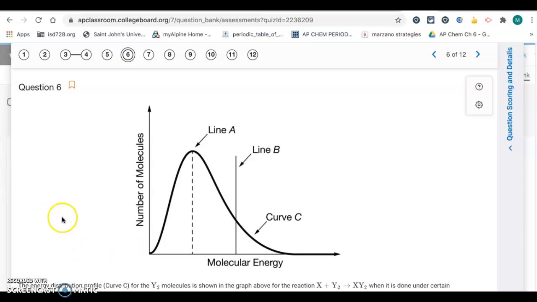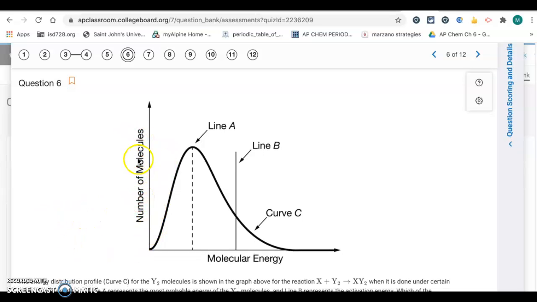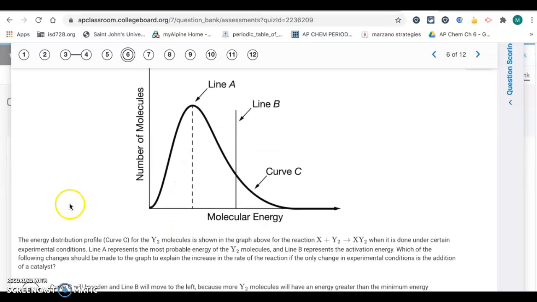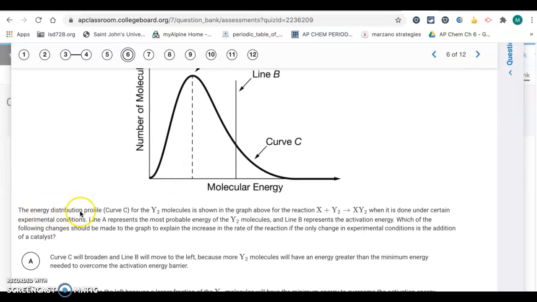Okay, question 6. We have number of molecules versus molecular energy. So this is a Maxwell-Boltzmann distribution of the energy of the particles. It's looking for the energy distribution profile, that's curve C, for the Y2 molecules shown in the graph above for the reaction X plus Y2 yields XY2 when it's done under certain experimental conditions.